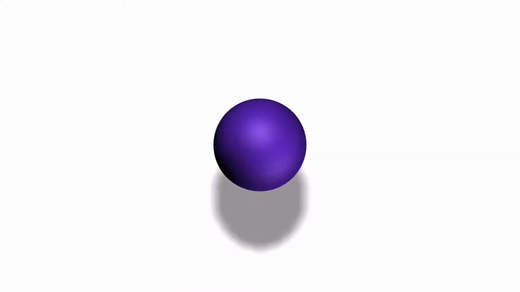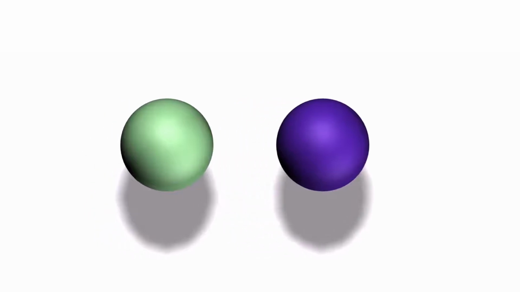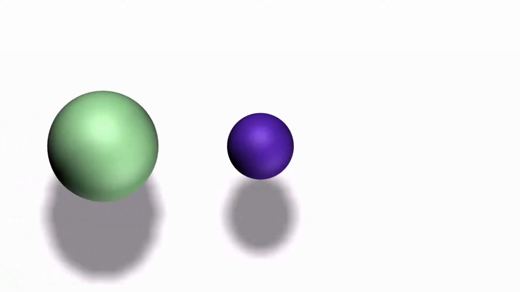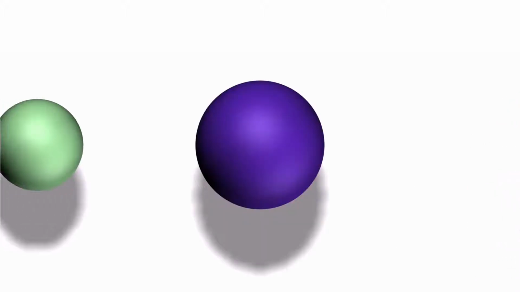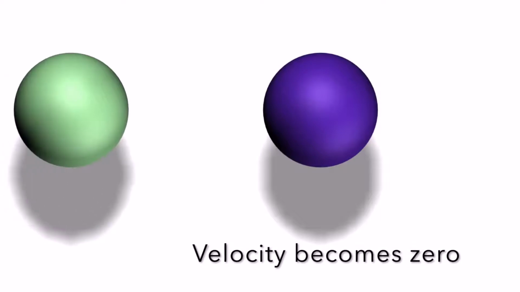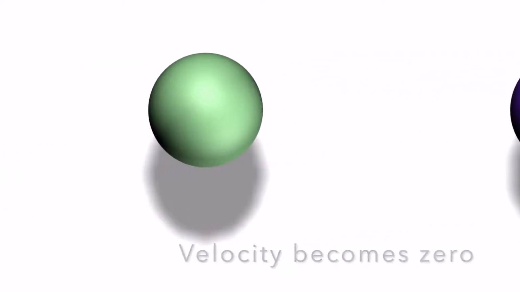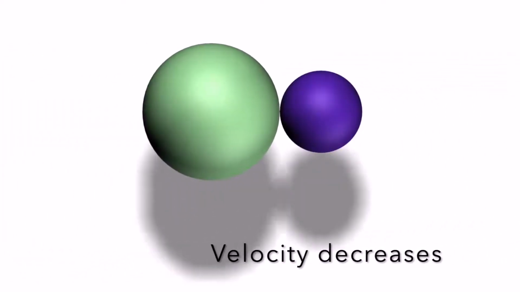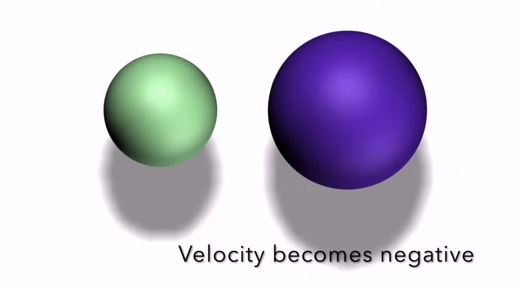When both the balls have an equal mass, the green ball stops upon hitting the purple ball. When the green ball has a greater mass, it slows down upon hitting the purple ball. And when the green ball has a lesser mass, its direction of motion changes upon hitting the purple ball. In all these examples, we saw that the velocity of the green ball changes when it hits the purple ball.